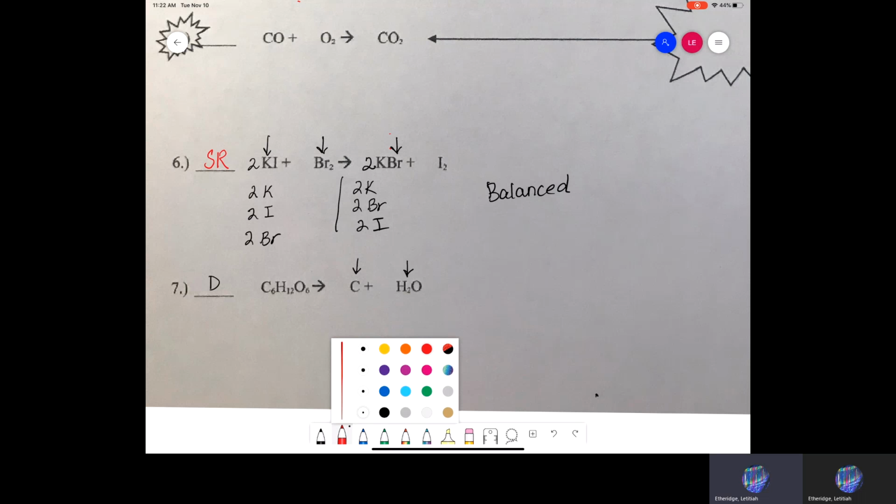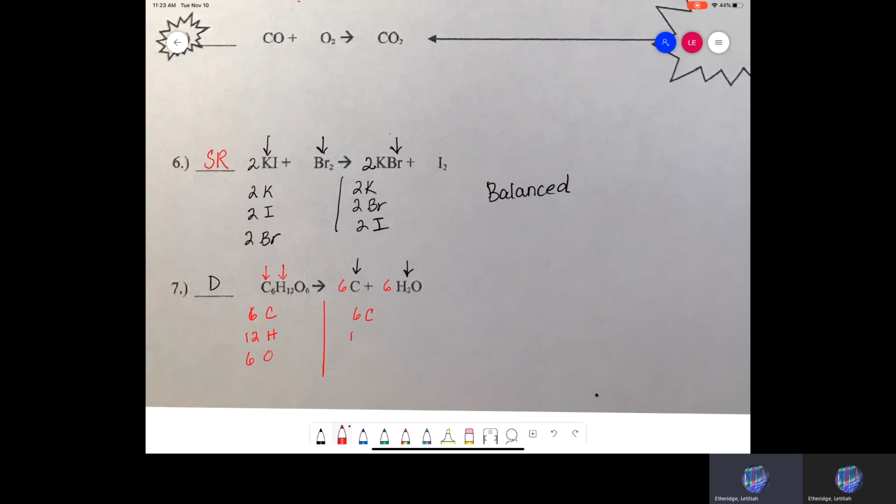So I'm gonna kind of follow the rules that I follow for combustion, even though it's not combustion, makes it easier. Okay, so I have 6 carbon. I need 6, so give me 6. I have 12 hydrogen. I need 12. What do I need to multiply 2 by to get 12? That's 6. And then always check your numbers. You have 6 carbon, 12 hydrogen, 6 oxygen. You're balanced.